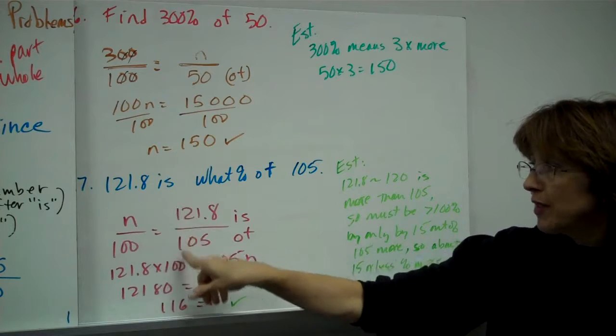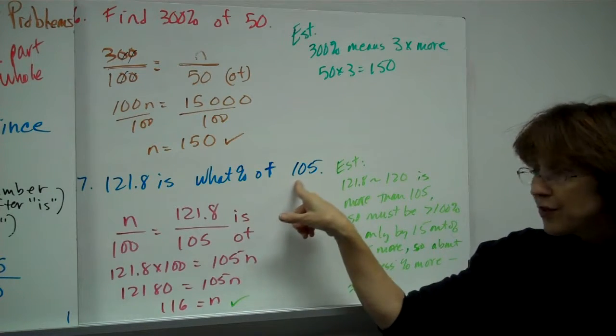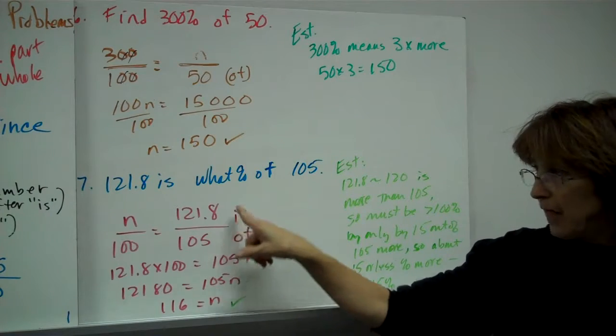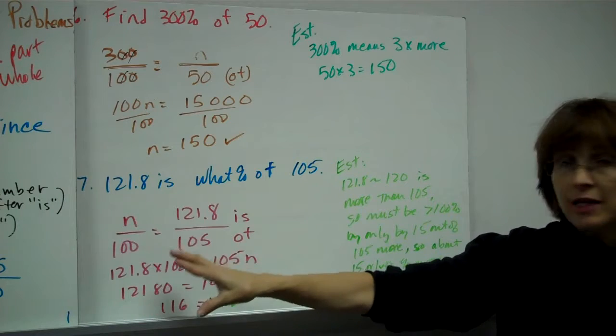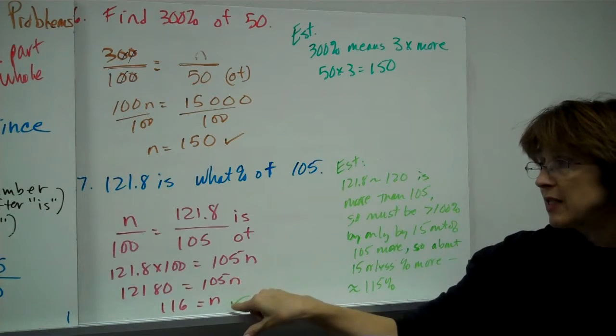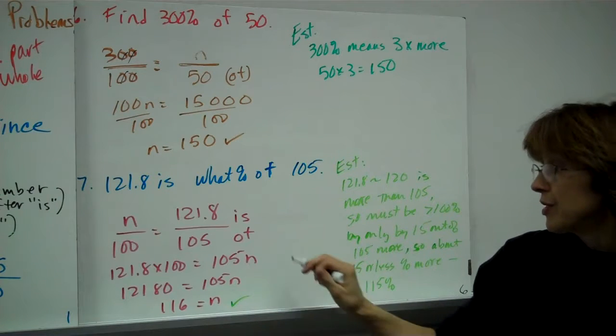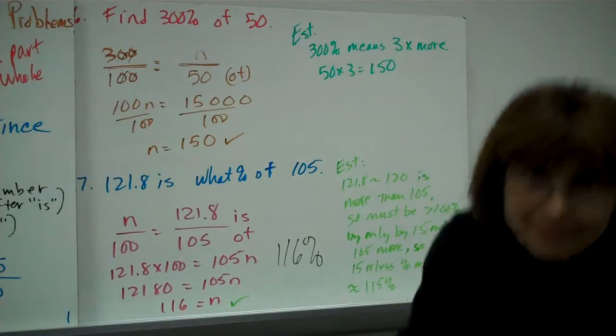Okay, so you do the cross products. It's okay. Don't always put the big number on the bottom. Always put the number after the of on the bottom. And the other part goes on top. Sometimes the part's going to be more than the whole. That's how you get bonus parts on tests. So you do the cross products and you get 116. So 116% would be your actual answer. Okay, we'll do more in class tomorrow.